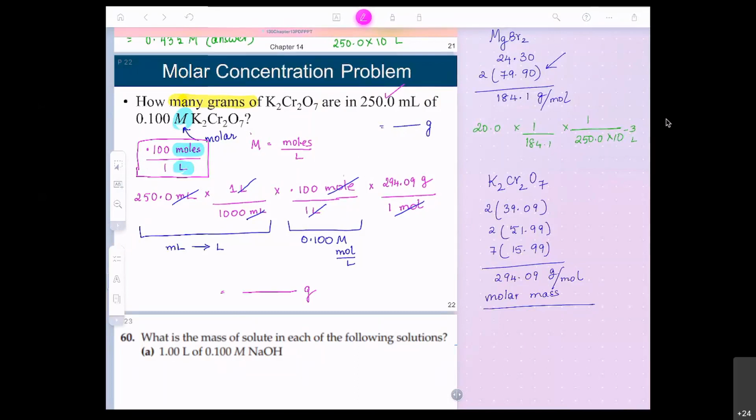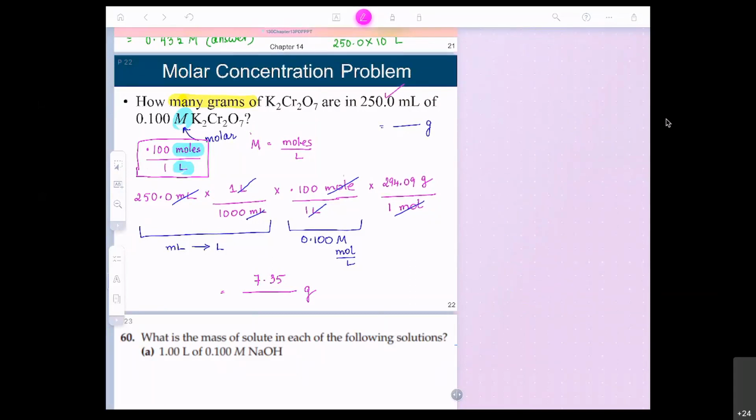Now 0.100 has 3 significant digits, and 250.0 has 4 significant digits. Your final answer should have the least number of significant digits, so it should have 3. So go ahead and complete the calculation. We want 3 significant digits. Let me know if you're getting this. Excellent. So this was starting with 250 milliliters.